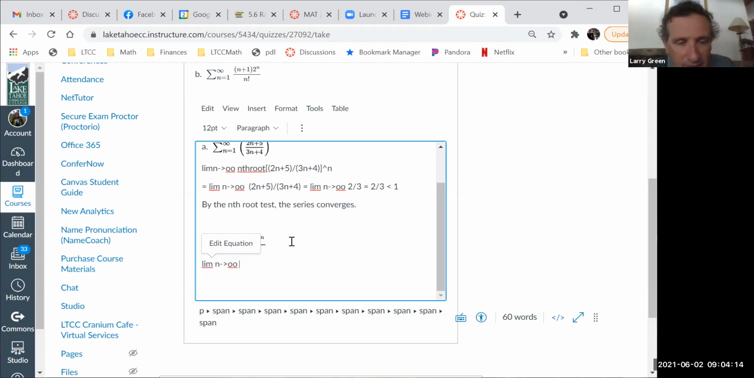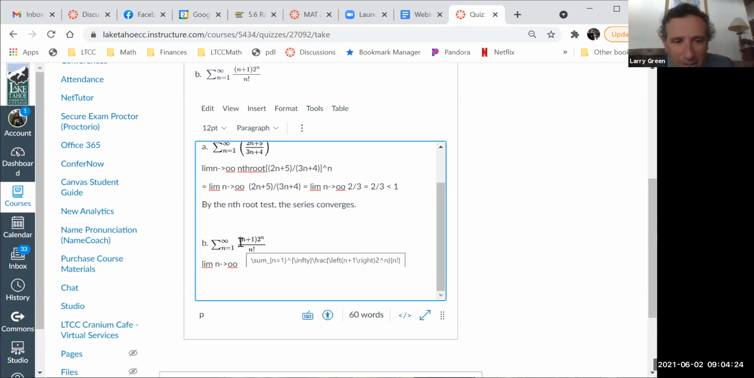Okay, I don't know why it's giving this edit equation thing all over and over again, but it is what it is. So what we're going to do is take a sub n plus one, and a sub n plus one will be (n plus two) times 2 to the n plus one over (n plus one) factorial.